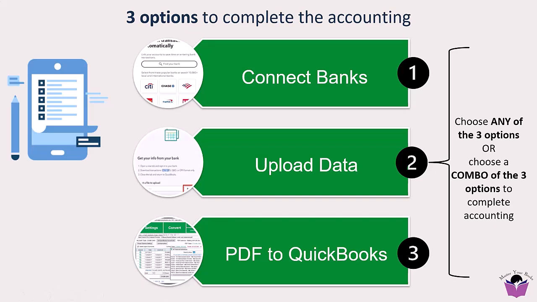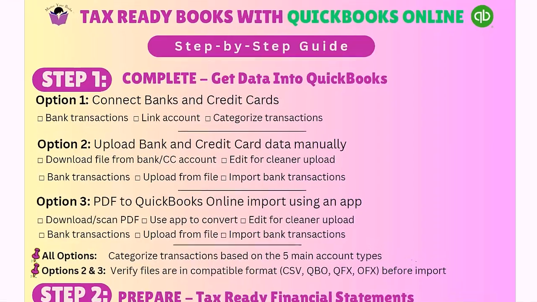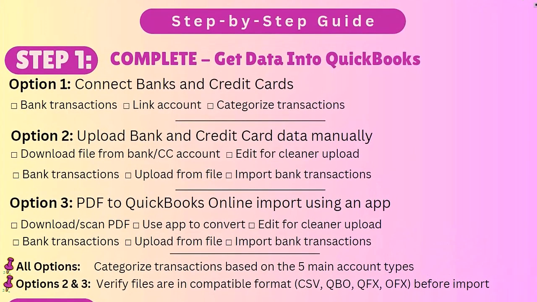Let's quickly look at your handout. Here we are in your tax-ready books with QuickBooks Online step-by-step guide. We just gave you the 3 options that are on step 1 to complete and get the data into QuickBooks Online. You can connect your banks and credit cards, and here are the steps to do that. You can upload bank and credit card data manually. Again, here are the steps to do that. And your option number 3 is PDF to QuickBooks Online import using an app. And in this guide, you have these check boxes, so you can even use it as a checklist to get the work done.